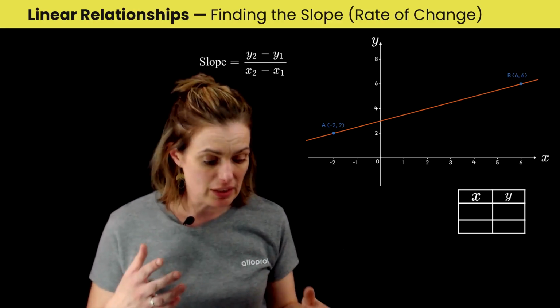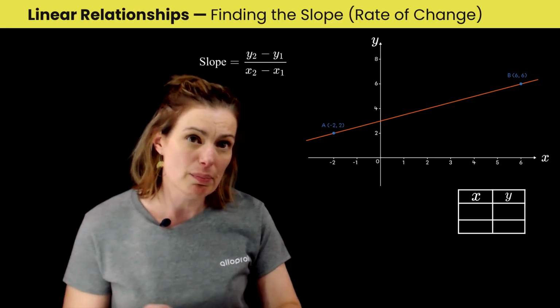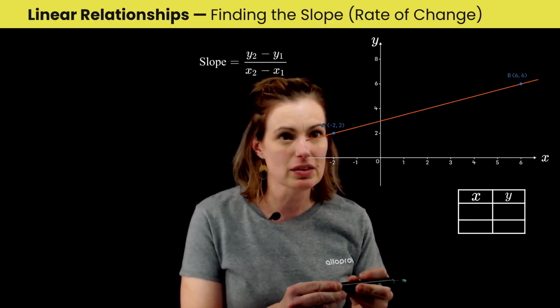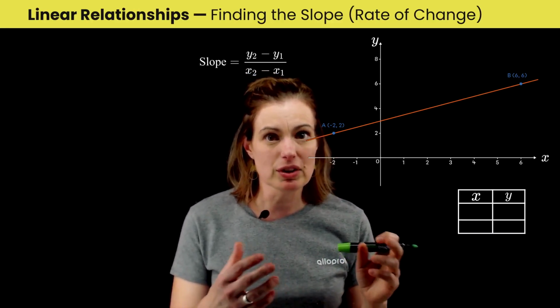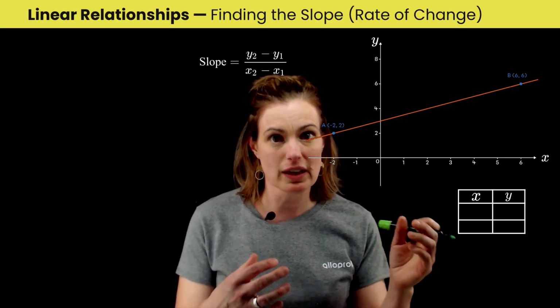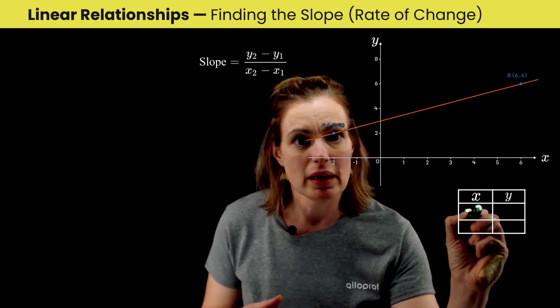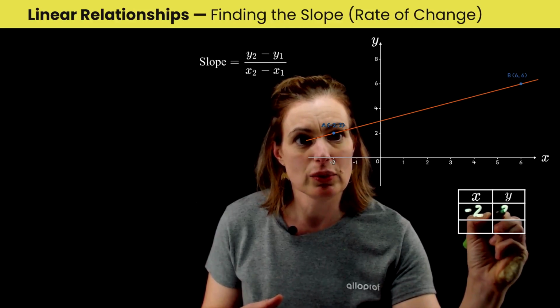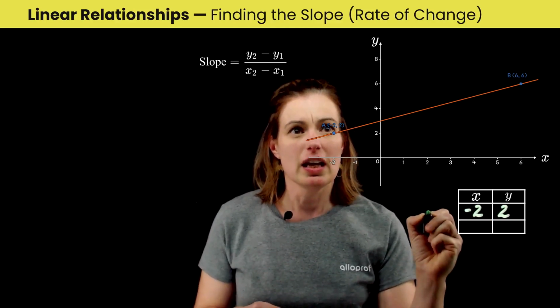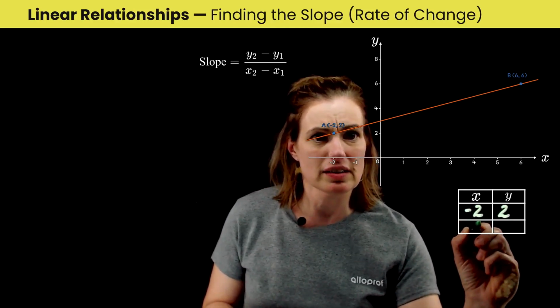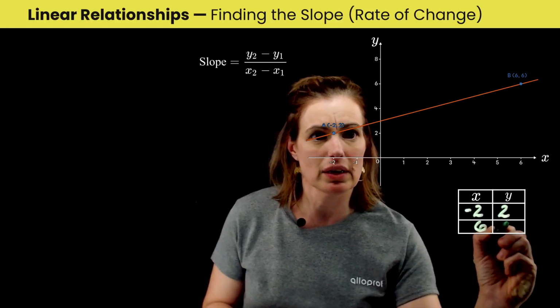So I'm going to start with that table of values, and I'm going to put the points that I have. All right, so if I look at my graph, I'm going to start at the smallest x value that I've got for my points here. So I'm going to put the point at -2 and 2 in there first. And then I've got a point at 6 and 6. So we're going to put that in there.